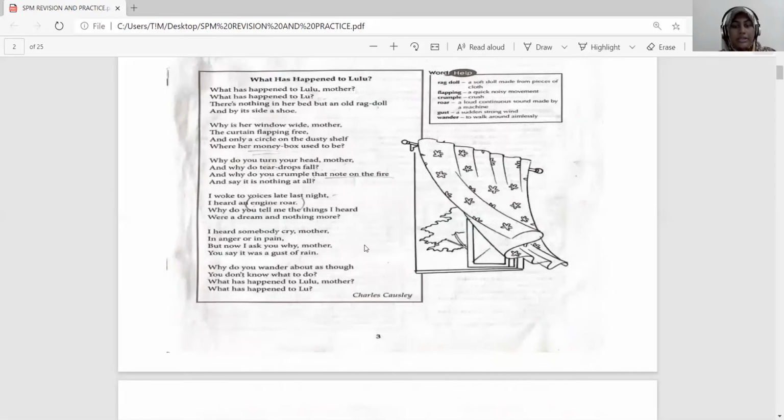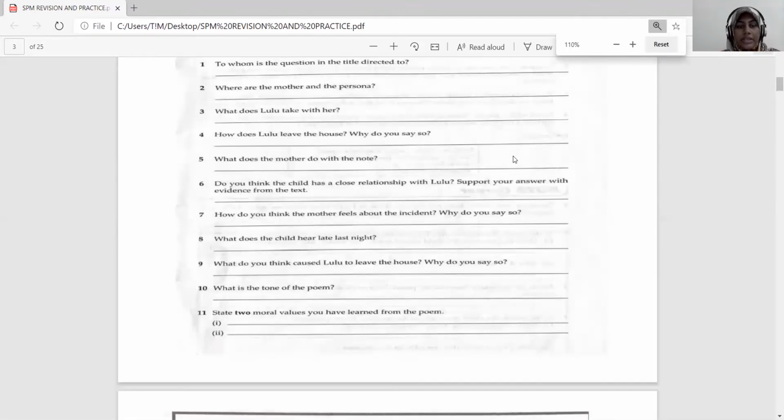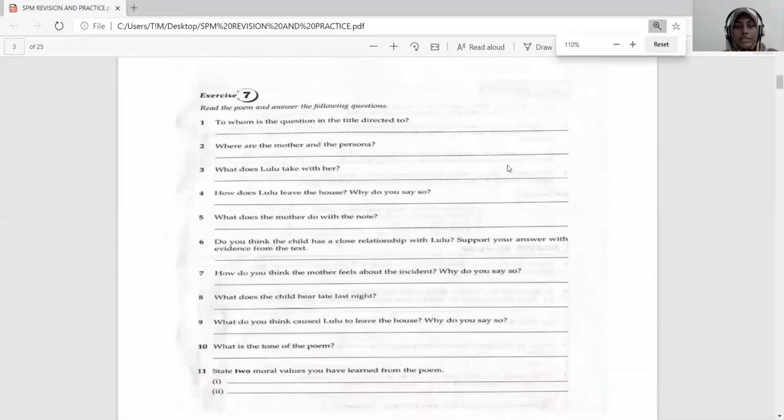Okay, let's look at the real question now. I have 11 questions for you. I want you to give me the answer. Look at number one. What will be your answer for number one? Exactly. To whom is the question in the title directed to? To the mother. All right, very good. Number two, where are the mother and the persona? They are at home. You can say that they are in Lulu's house, or they are at home, because it's everyone's house. Okay, very good.